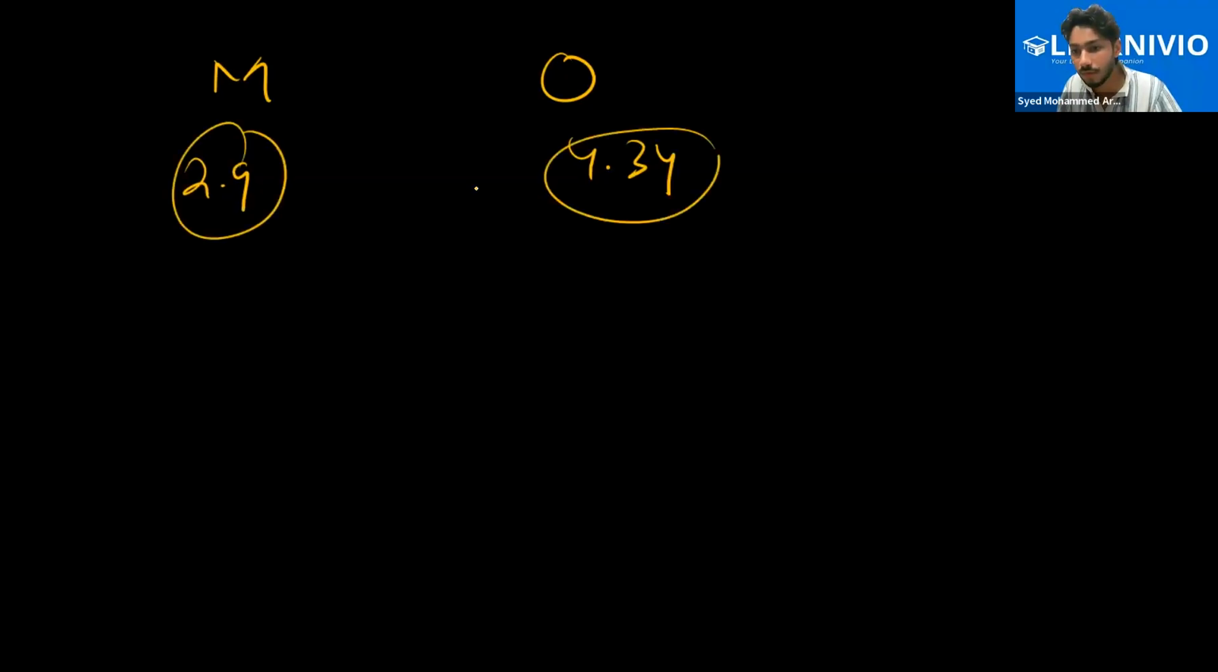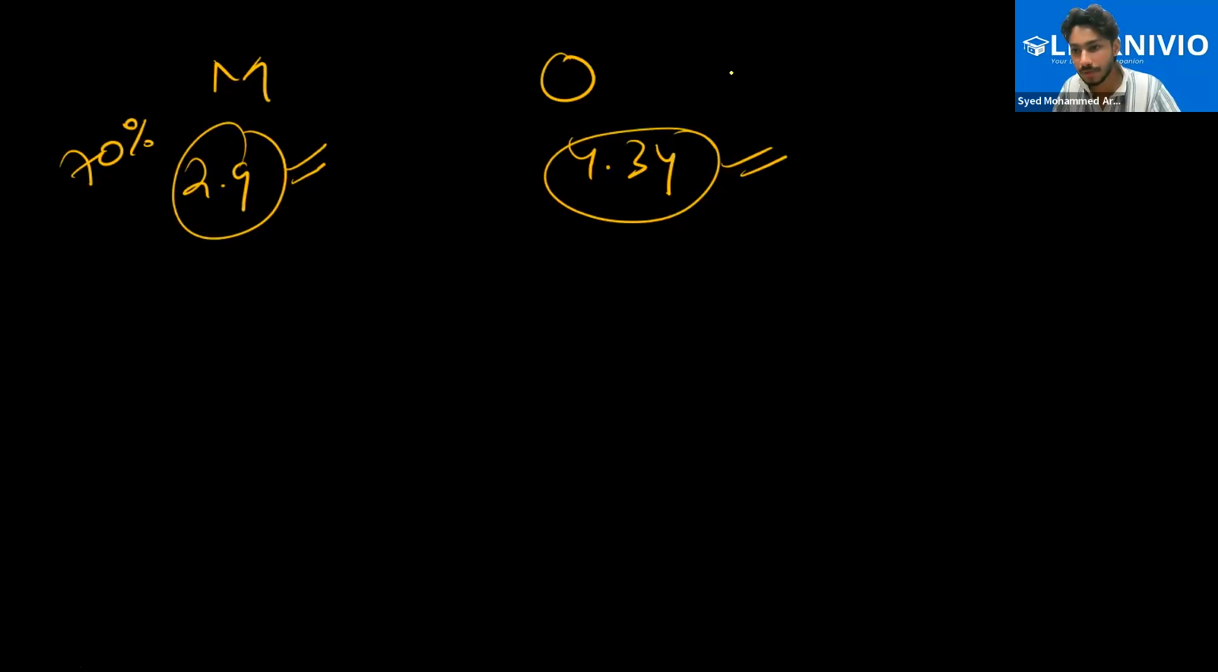It means I'm going to apply this. I have metal and oxygen here, and 2.9 I'll get here, and 4.34 I'll get here. This is my number of atoms. This is my number of atoms in 70 percentage. This is my number of atoms in 30 percentage.